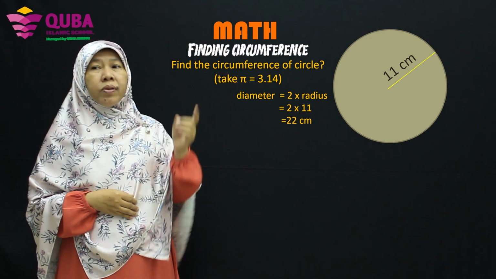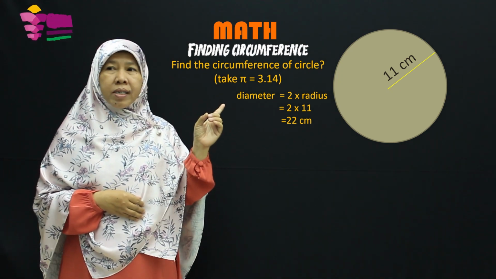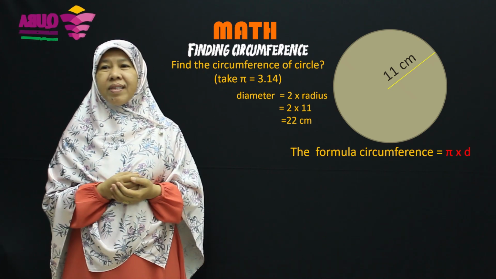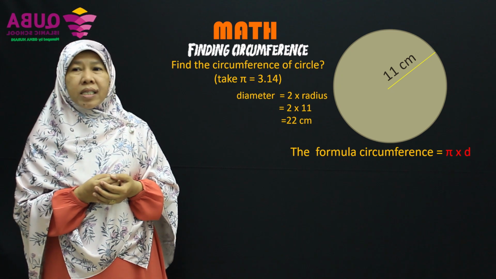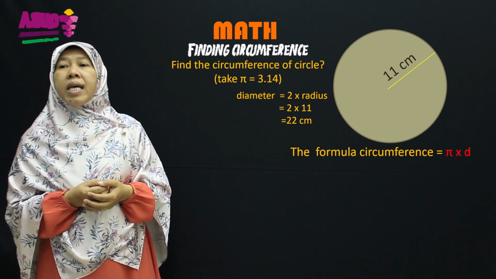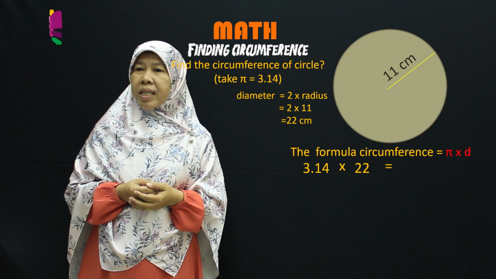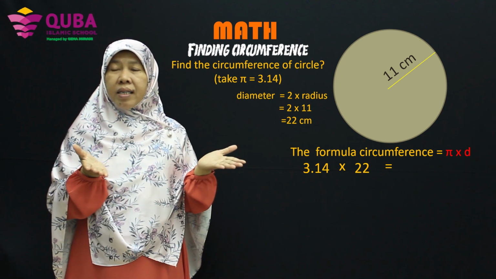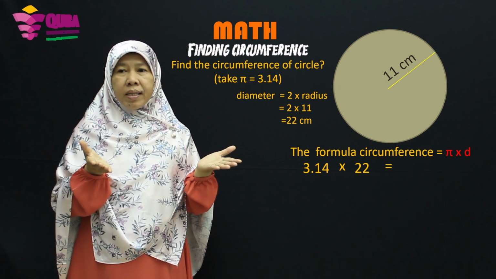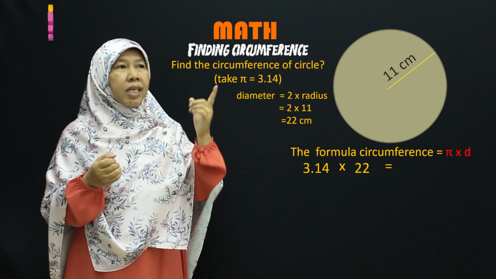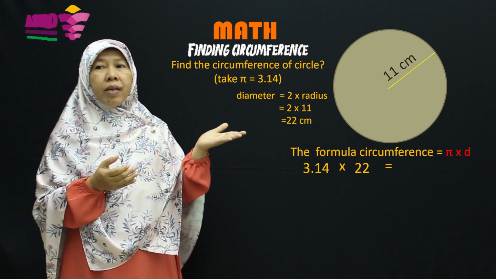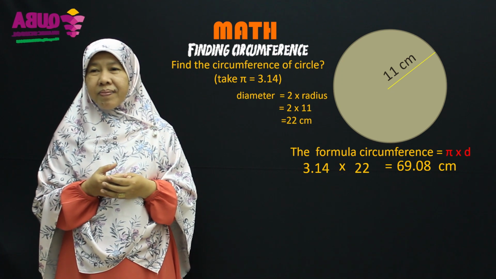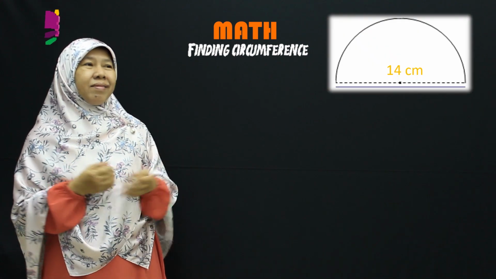Don't forget, you have to remember the formula of circumference equals pi times d. So you can write the circumference equals 3.14 times 22, equals 69.08 centimeters. So the circumference of the circle equals 69.08 centimeters.